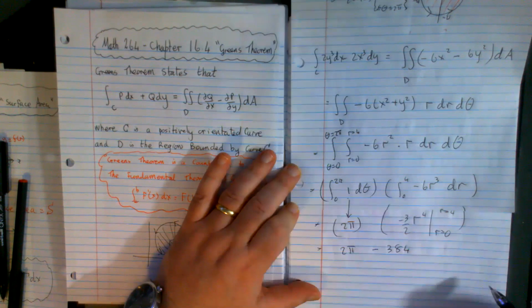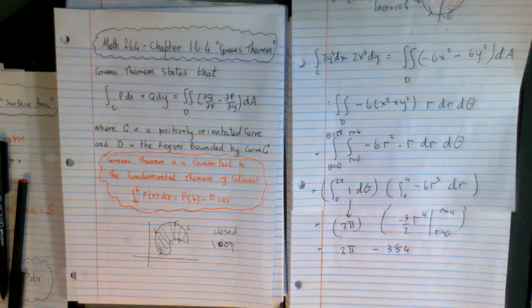4 to the 4th is 256. And then you times it by negative 6 over 4, you get negative 384.